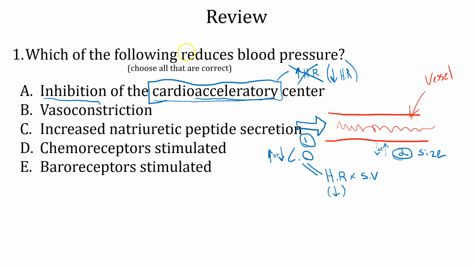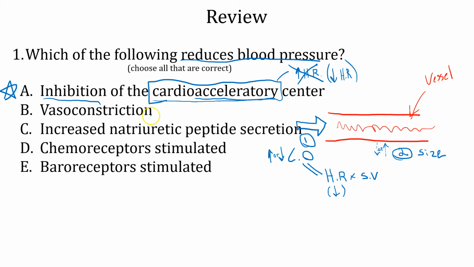And since we are looking for anything that reduces blood pressure, and we just found that A decreases the heart rate, which according to this equation decreases cardiac output, which is something that decreases blood pressure, this is going to be one of the things that decreases blood pressure. Okay, now let's look at a different one here.